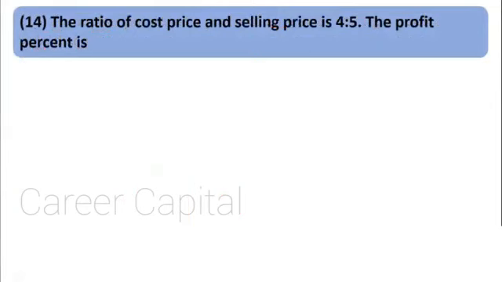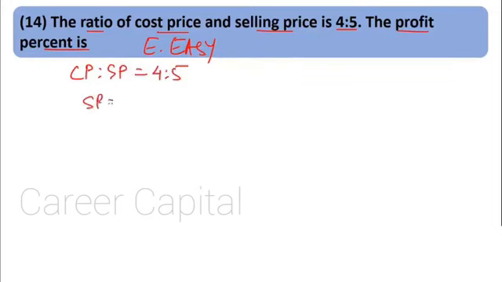Question number 14. The ratio of cost price and selling price is 4:5. The profit percent is again an extremely easy sum. Let us see how. The ratio of cost price to selling price is 4:5. That means that if the selling price is rupees 5, cost price is rupees 4. These are not actual values, we are assuming.